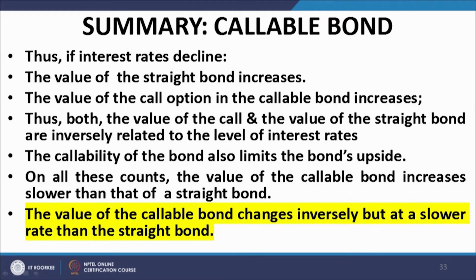The callability of the bond also limits the bond's upside. At no node where the call becomes exercisable can you exceed the exercise price. You will have to assume that the call is exercised, and therefore the payoff at that particular point will be truncated to the exercise price on the call. On all these counts, the value of the callable bond increases slower than that of a straight bond.